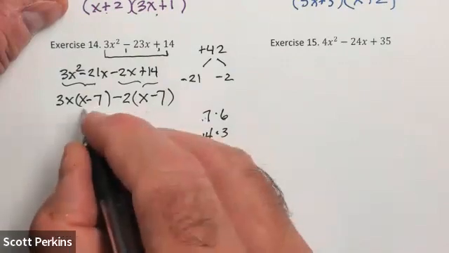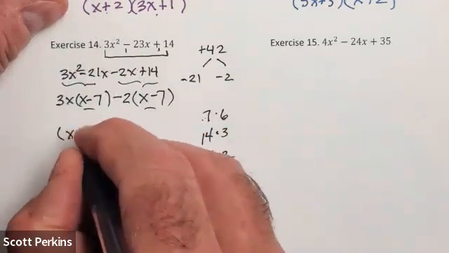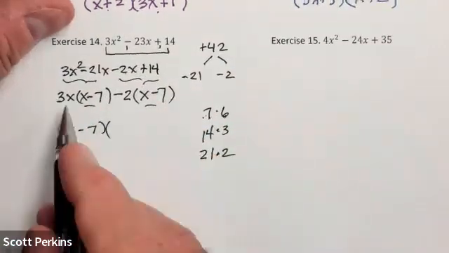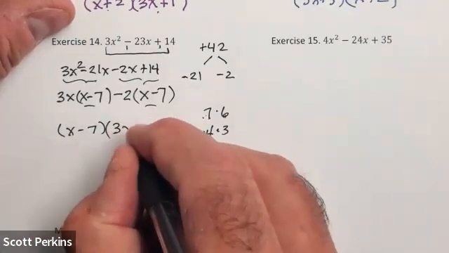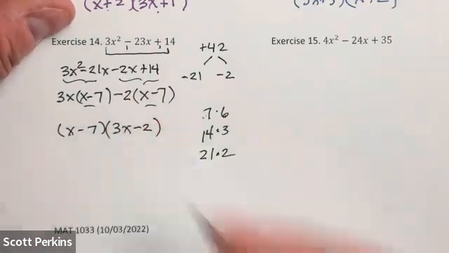And again, the grouping worked. Okay, x minus 7 on both of them. And then what's left over from the first is 3x. From the second is minus 2.